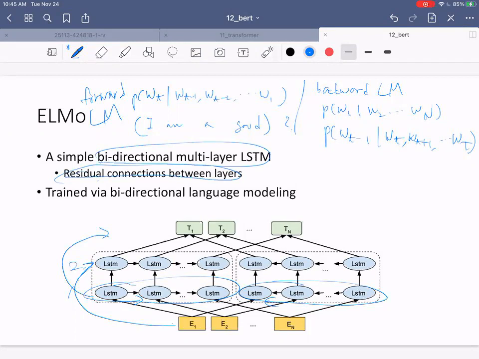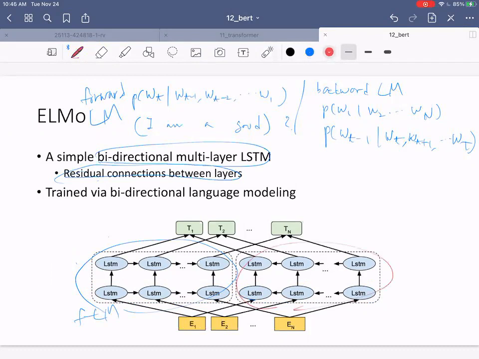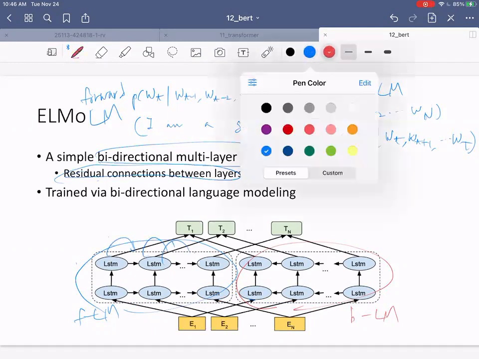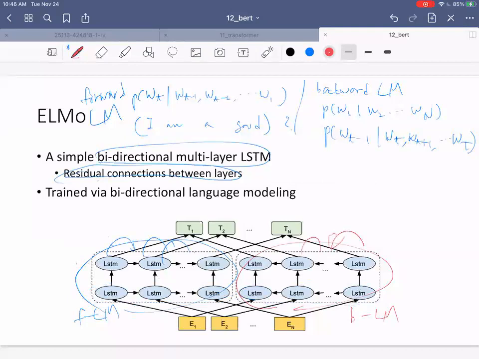So in this entire part, ELMo is basically just a bidirectional LSTM, where the forward RNN, this part, is responsible for the forward LM, and this part is responsible for the backward LM. So the forward LM is trained to predict the next word, next word, next word. And this backward LM is trained to predict the previous word, the previous word, the previous word. And once you've trained it, you simply concatenate them.